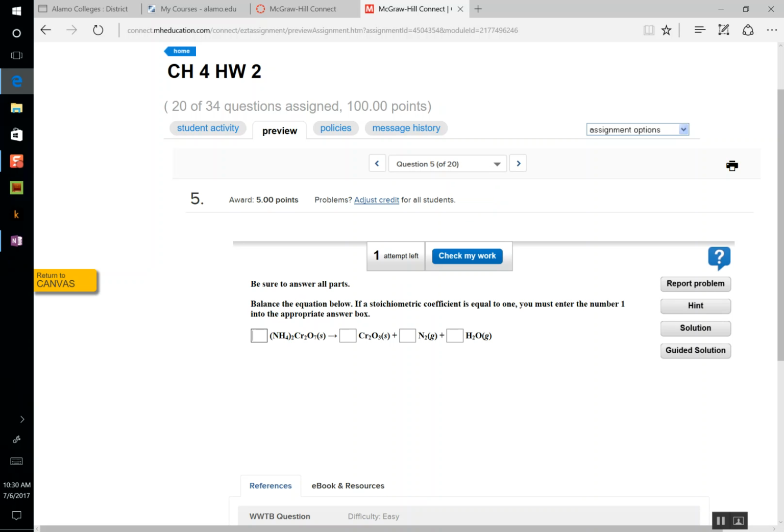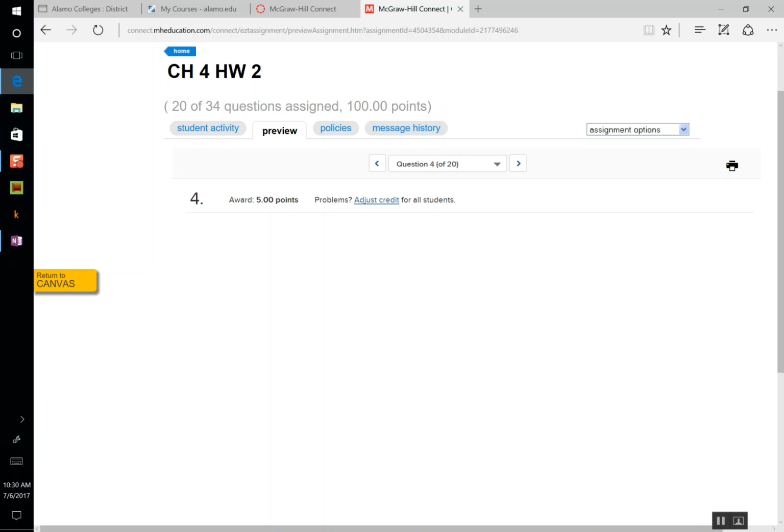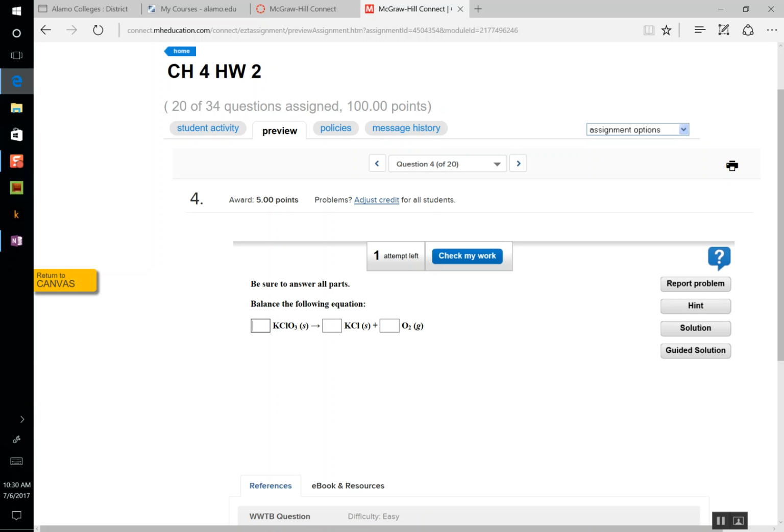Balance the equation below, that's, oh. Okay, there's a decomposition reaction there. It's not asking you to classify it, it's asking you to balance it. Let's try 4. That's a decomposition reaction.